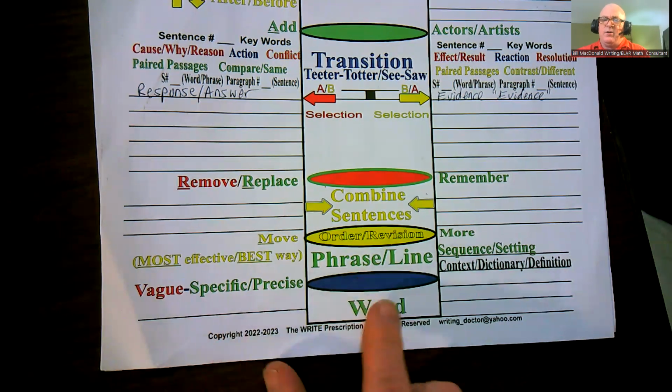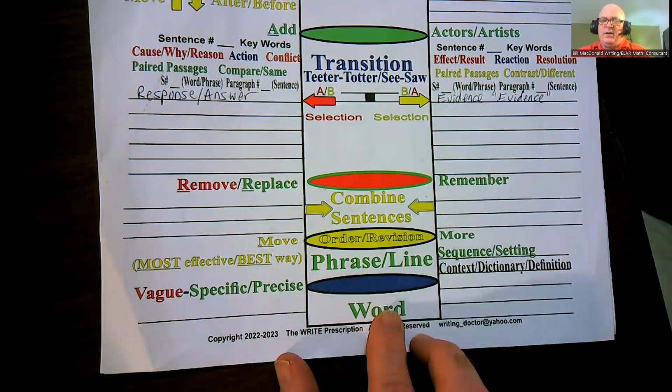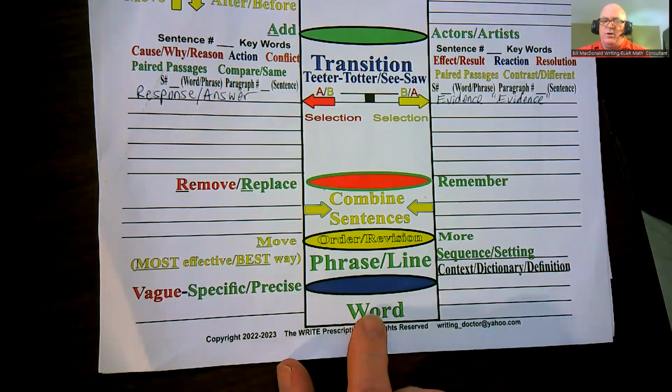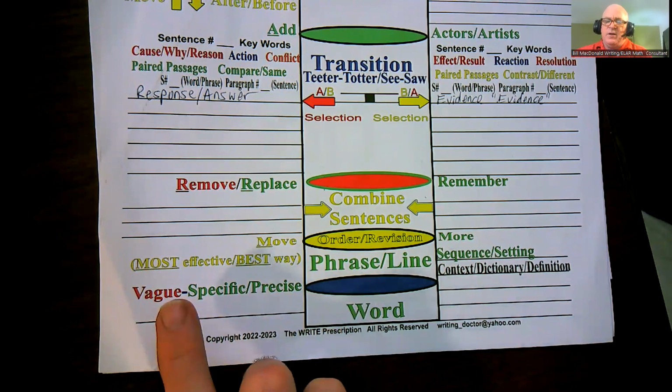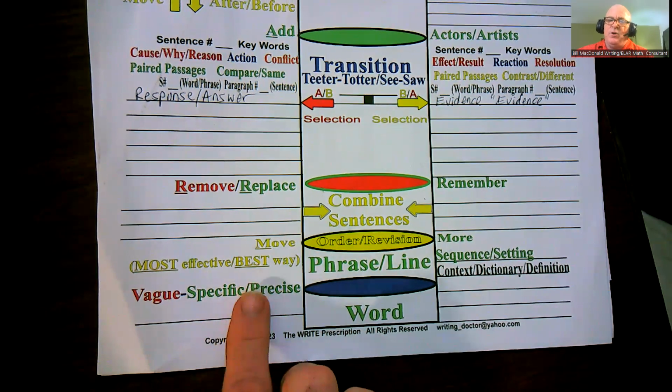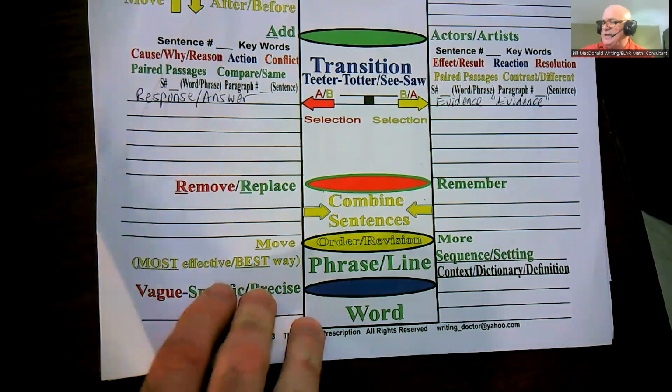Here are the somethings. Starting at the bottom of the ladder, you would teach your kids to look for a question that just asks you to replace a word. What that means is the word that's there is too vague, and you replace it with something that's more specific, or they'll use the word precise.